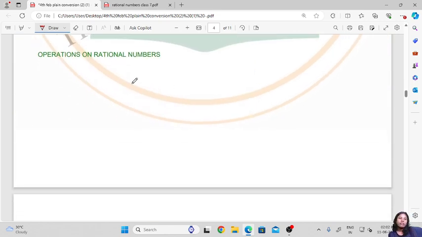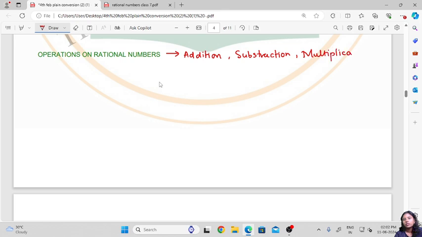Now moving ahead finally to the last topic of this chapter, we have operations on rational numbers. So these are the basic operations that we have: addition, subtraction, multiplication, and division. These basic operations we are going to learn how to do on rational numbers. So let's start with simple addition.